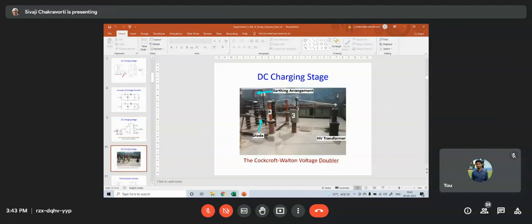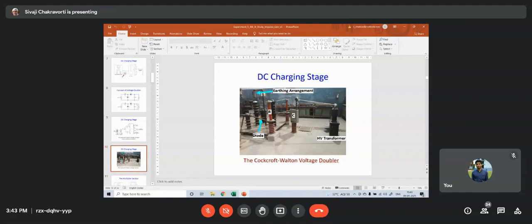This is the photograph. This is the high voltage transformer. The variac is in the control room. From the control room, through this trench here, you can see the trench with a cover, the cables come to this input side of the transformer.